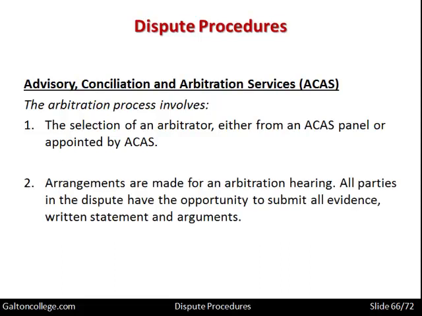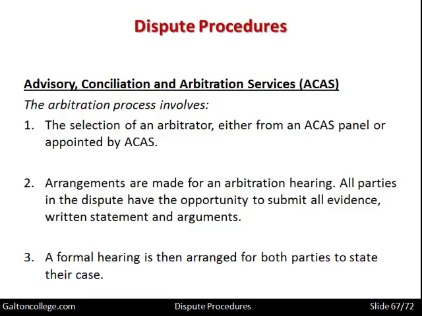Arrangements are made for an arbitration hearing. All parties in the dispute have the opportunity to submit all evidence, written statements and arguments. So now the arbitrator calls for everything, calls for the two sides to make their case. A formal hearing is then arranged for both parties to state their case. So both parties submit all the evidence, written accounts, written supporting evidence, and so on. So the arbitrator is in possession of all the information from both sides. Then the arbitrator calls a formal hearing. Both parties are invited to state their case.